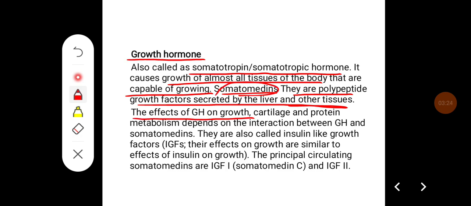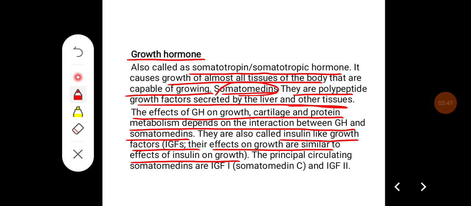The effect of growth hormone on growth, cartilage, and protein metabolism depends on the interaction between growth hormone and somatomedins. Somatomedins are also called insulin-like growth factors, and their effects on growth are similar to that of insulin on growth. The principal circulating somatomedins are insulin-like growth factor 1, which is also called somatomedin C, and insulin-like growth factor 2.